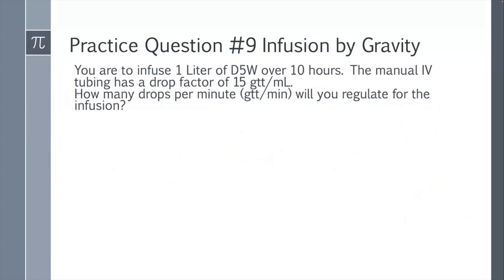You are to infuse 1 liter of D5W over 10 hours. The manual IV tubing has a drop factor of 15 drops per milliliter. How many drops per minute will you regulate for the infusion? And this is just a freak accident because the lines added up. These two have nothing to do with one another, so please don't confuse that. What we're going to solve for is how many drops per minute will you regulate for the infusion?